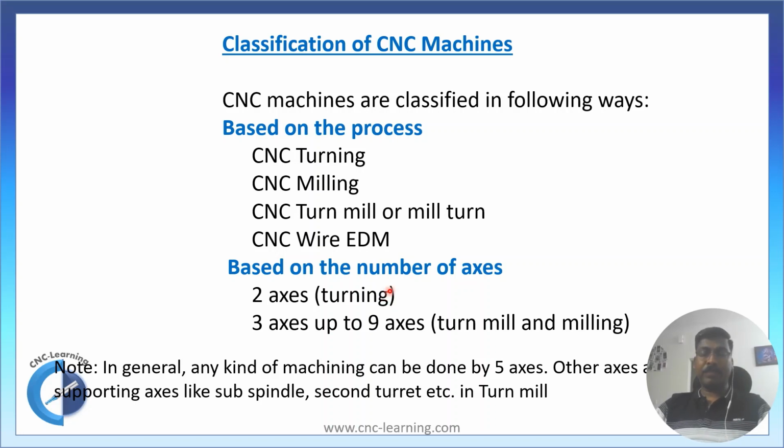In general, if you see, any kind of machining can be done by 5 axes. Other axes are supporting axes like subspindle, second turret, etc. That will be applicable in a turn mill center.